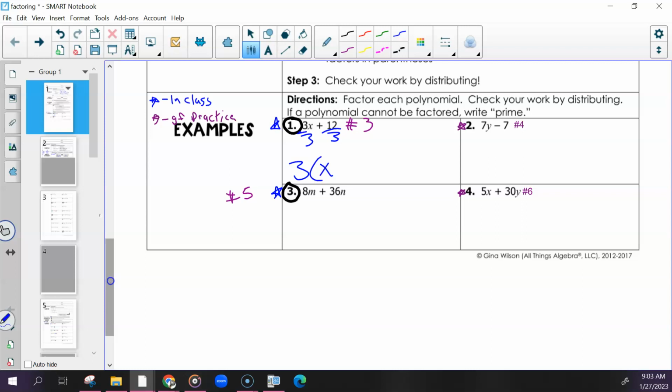So my next question was, can we take an x out of both of those terms? No, because only one has an x. So x won't be part of our answer out here. If we divide 12 by 3, what would be left? 4. Okay. So this would be the factored form of the original. And then to check ourselves, we could distribute it back and see, do we get the original? Which we do, so it works.